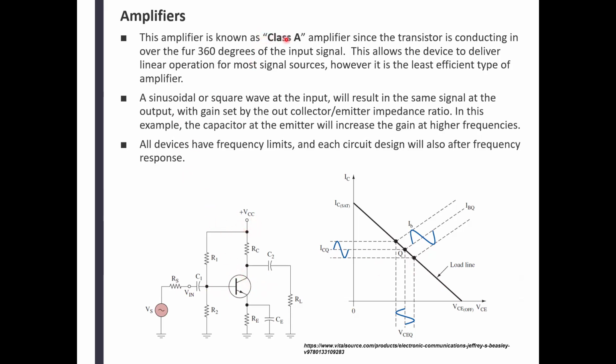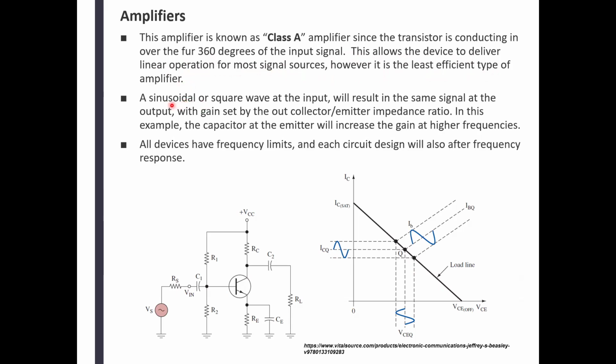So this is a Class A amplifier. This amplifier is known as Class A amplifier since the transistor is conducting over the whole 360 degrees of the input signal. There must be some kind of a typo here. And the next slide explains what I mean here. This allows the device to deliver a linear operation for most signal sources. However, it is the least efficient type of amplifier.